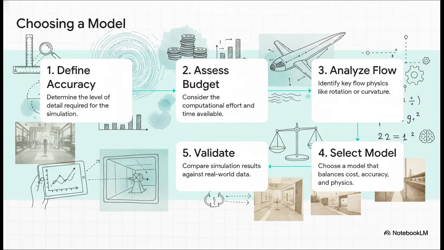First, you have to know what you're even looking for. Is a rough estimate of drag good enough? Or do you need to know the exact point where the flow separates from a surface? Next, you've got to be realistic about your computer resources. Then, you analyze the specific physics of your problem, and you pick a model that's designed to handle that. Always remembering that final, absolutely critical step. You have to validate your results against real-world data.